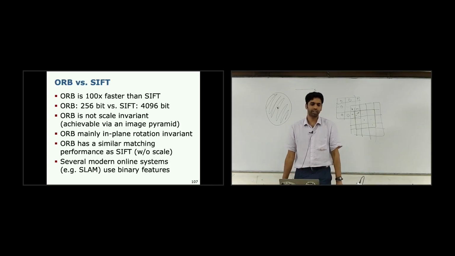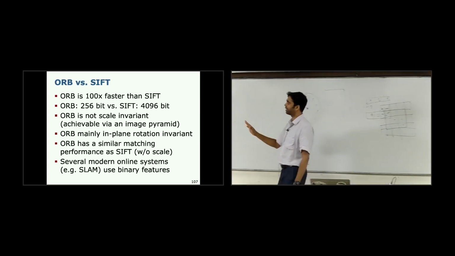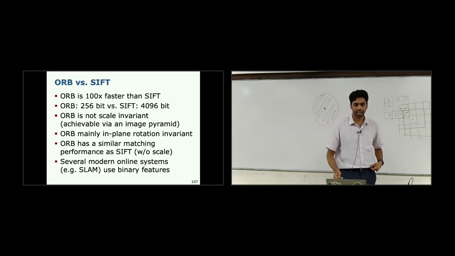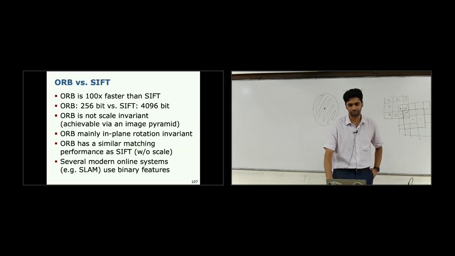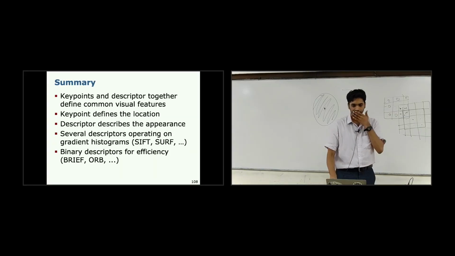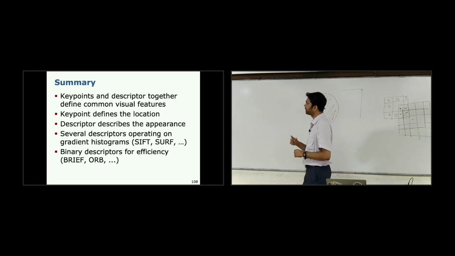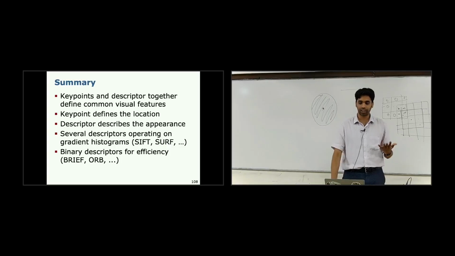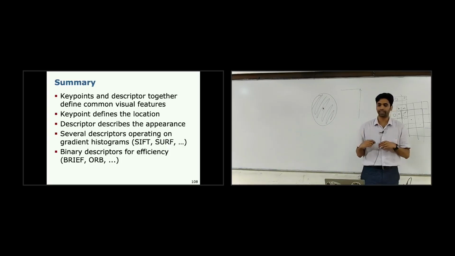Most modern SLAM systems you will see have ORB or some variants of ORB being used, primarily because it's super fast to use and fairly robust. So the performance is not that much worse than SIFT. This summarizes the part about descriptors, and we'll go into the part about actually using these descriptors and key points to build place recognition systems.